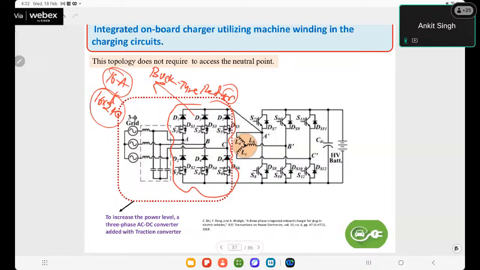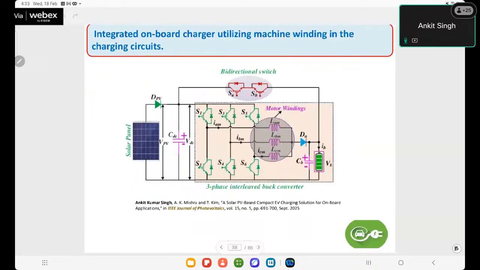So if you want to increase the power, we need to connect a three phase supply through the three phase AC/DC converter. Again, it will act as a two phase interleaved DC/DC converter.